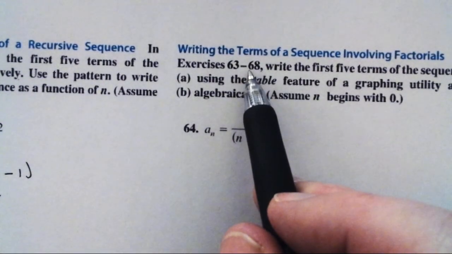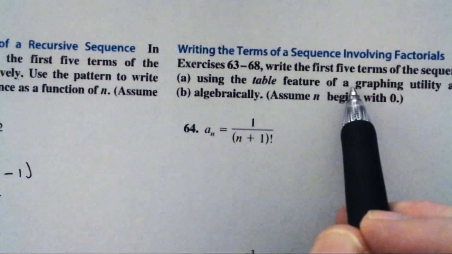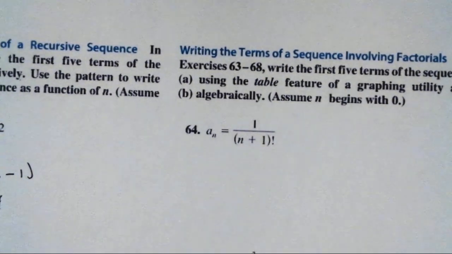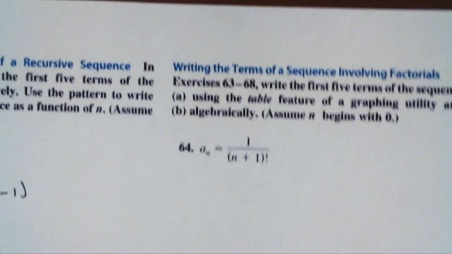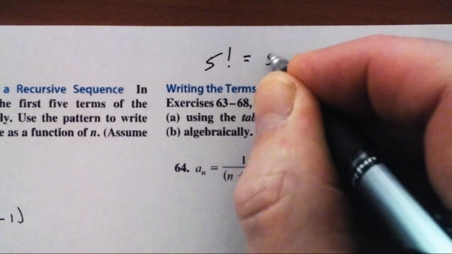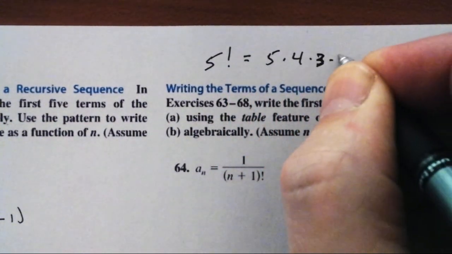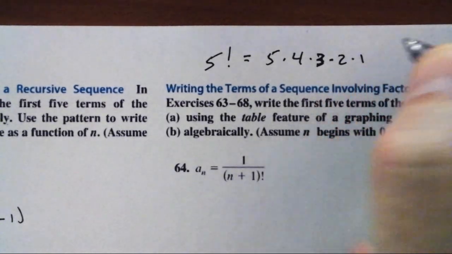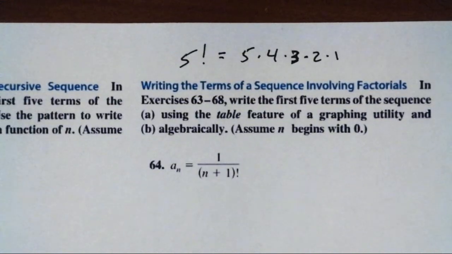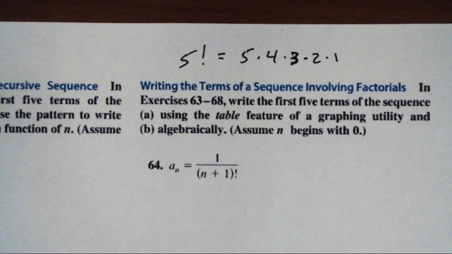In exercises 63 through 68, write the first 5 terms of the sequence using the table feature, and that's what we're going to do. We've got this factorial in here. I believe we have experience in factorials, but if we don't, 5 factorial means we start at 5 and we just start multiplying. You may think, why in the world would we ever do that? You're going to find out in this chapter there are lots of real world problems where we want to use factorials. So we're going to write the first 5 terms.